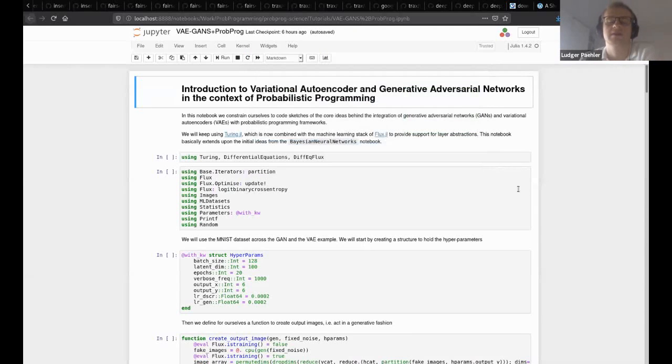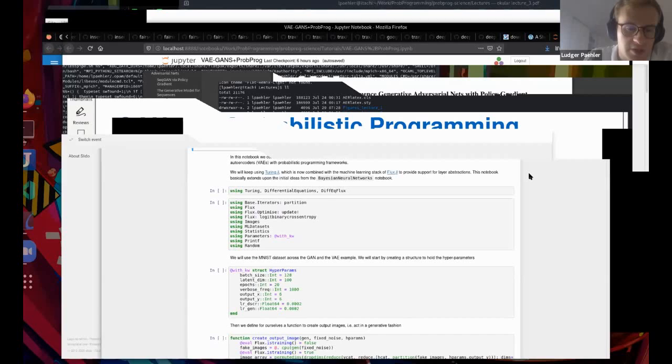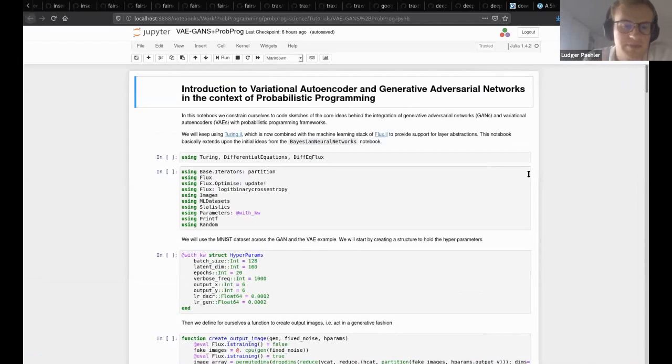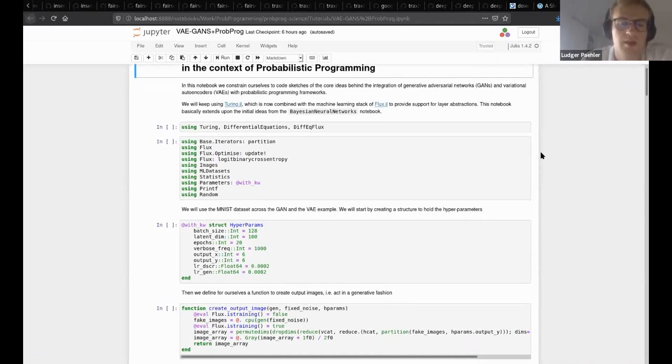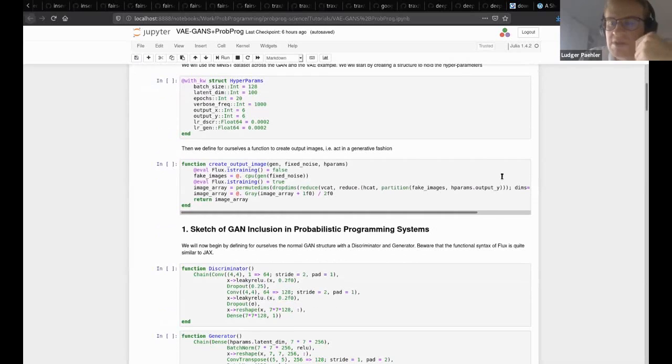All right, I think this notebook should also already be online in the GitHub. So here, we start with the normal boilerplate code to get a structure for hyperparameters in Flux. And because we want to work with MNIST, you have to provide some boilerplate code to create output images.